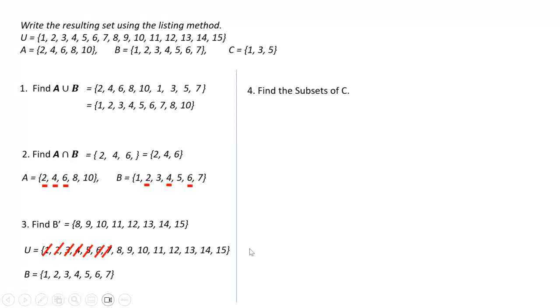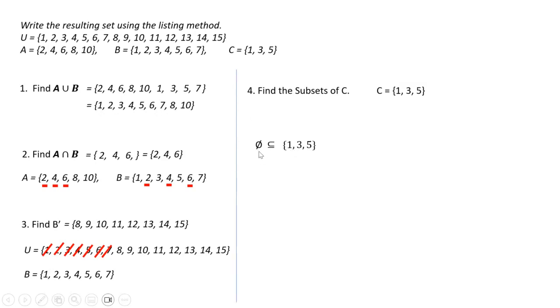Okay, now, number 4. Number 4 says find the subsets of C. If you recall, the definition for subset is like this. Say you have set A, right? So set A is a subset of set B if every element in A is also in B. That's the definition. Okay, so let's do this. So this is C, 1, 3, 5. We start with the empty set. The empty set is always a subset of any set. So the empty set is a subset of the set 1, 3, 5.